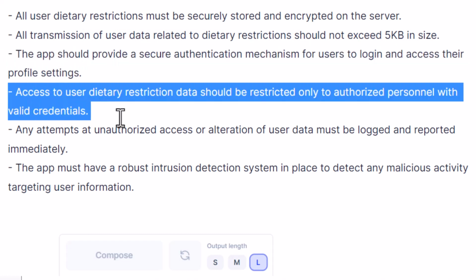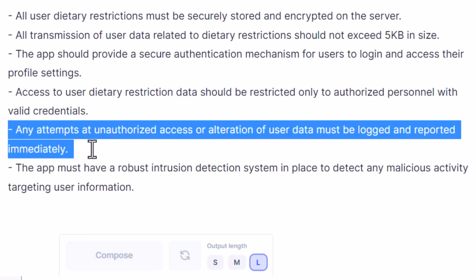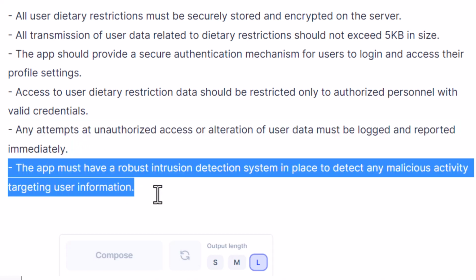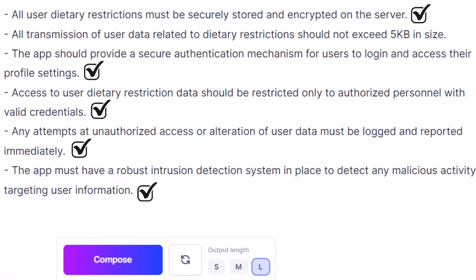Access to user dietary restriction data should be restricted only to authorized personnel with valid credentials. Certainly a very good security one for that. Attempts at unauthorized access must be logged. Good one. And the app must have a robust intrusion detection system to detect malicious activity. I think 5 out of the 6 are really good security. I'm just not too sure about number 2 unless there's something that I'm not thinking of off the top of my head.